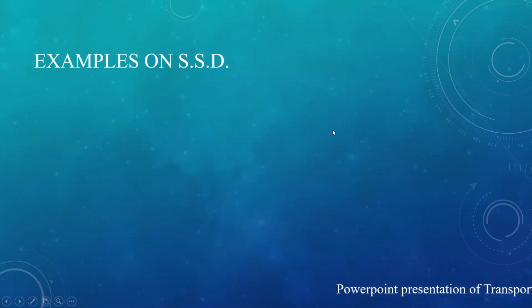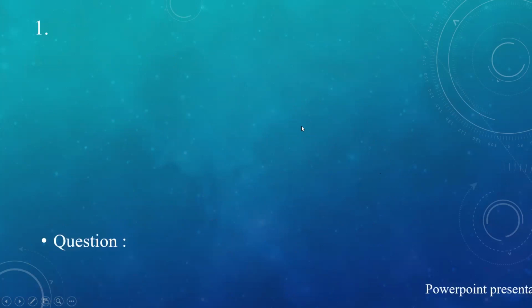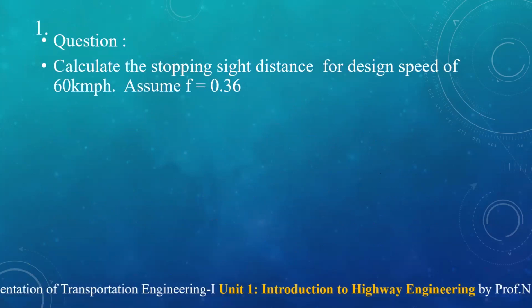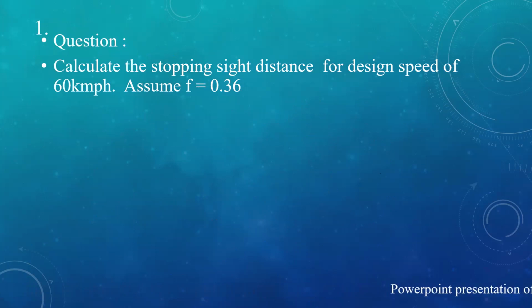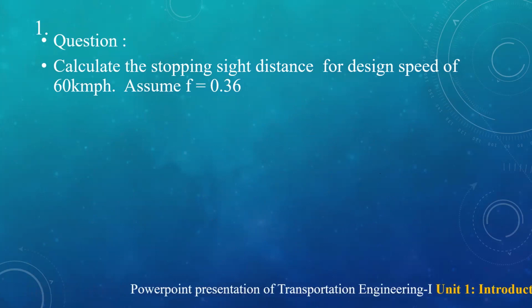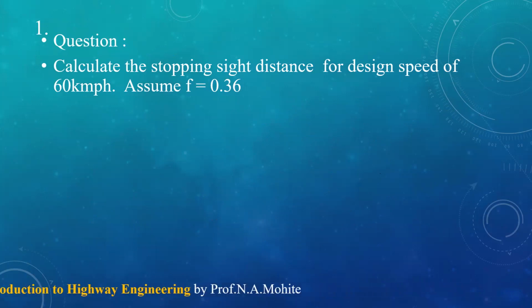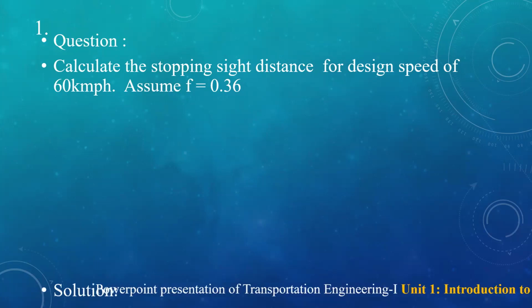Okay, so we'll see the examples on stopping sight distance. Numerical 1, question: calculate the stopping sight distance for a design speed of 60 km/h. Assume f is equal to 0.36. So they are asking to calculate the stopping sight distance for a vehicle traveling at a design speed of 60 km/h, for which the coefficient of friction f is given as 0.36.